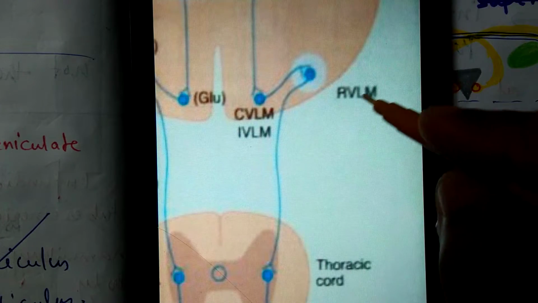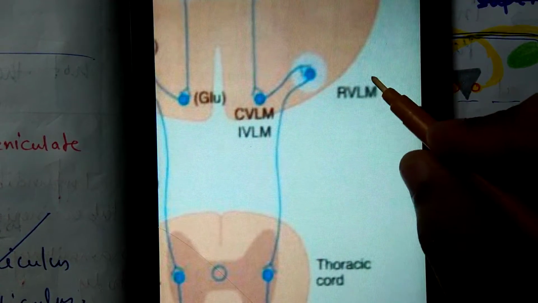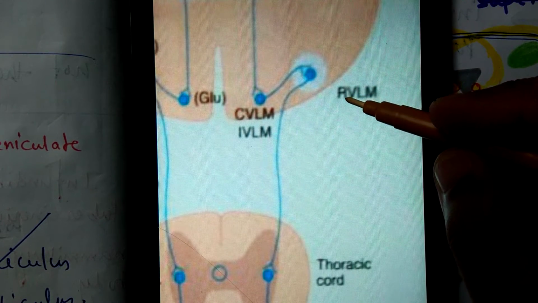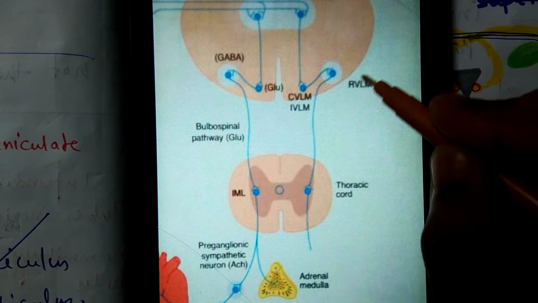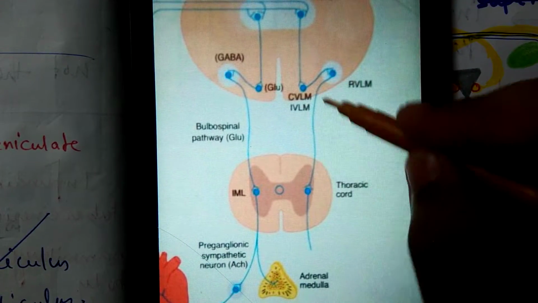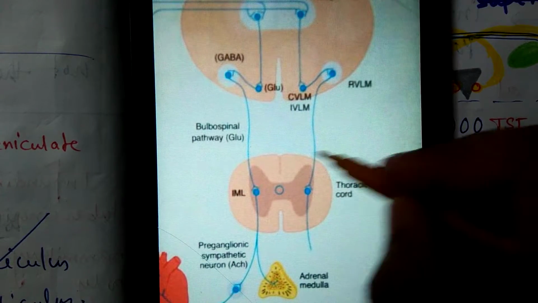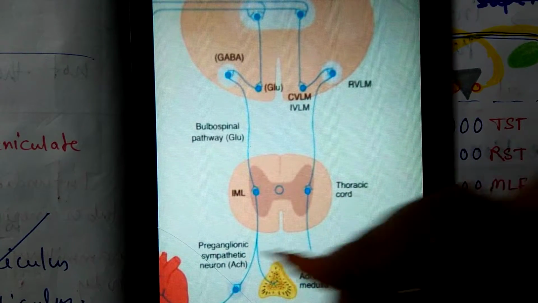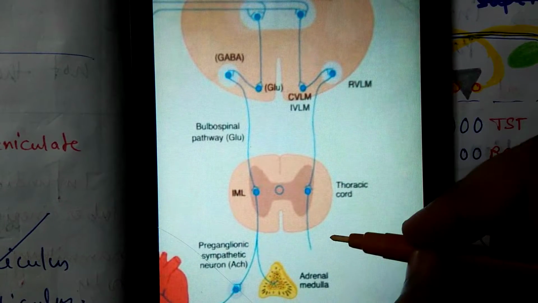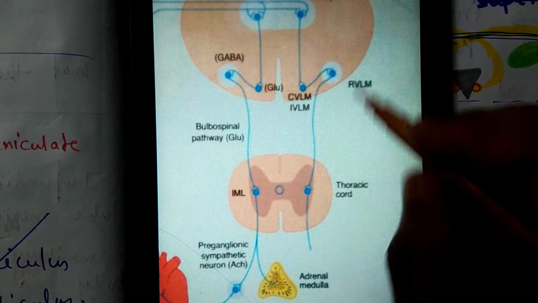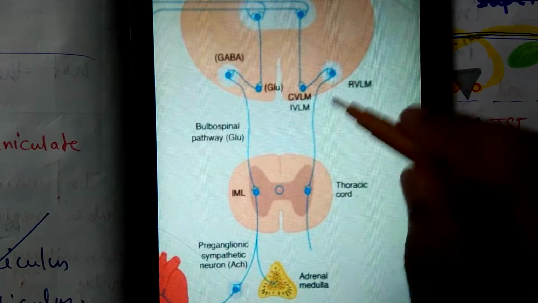And RVLM is actually related to the sympathetic system. Okay, sympathetic system means thoracolumbar system. Yes, thoracolumbar system. Look here, neurons coming from RVLM are released at the level of the spinal cord, where thoracolumbar means the thoracic level and lumbar level of the spinal cord. Okay, thoracic vertebra and lumbar vertebra. Yes, because RVLM is actually related to our sympathetic outflow.